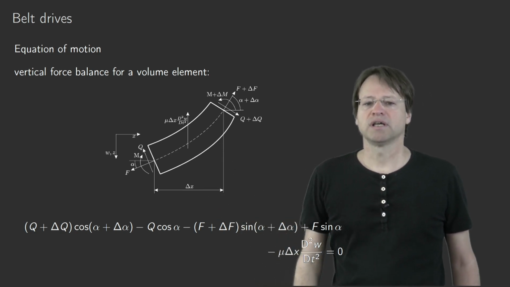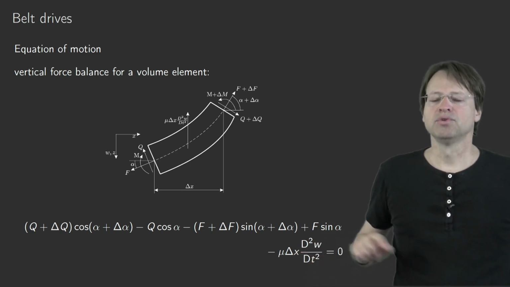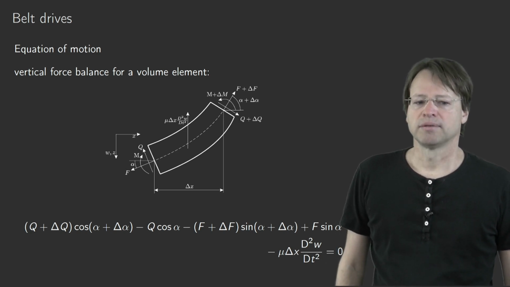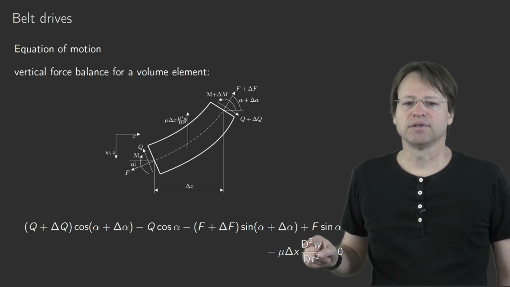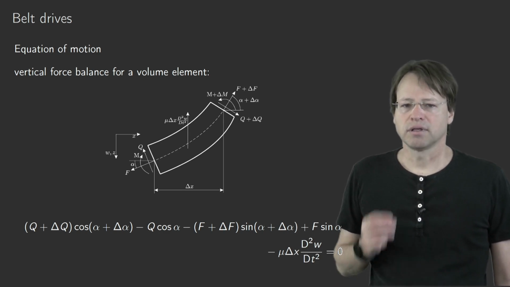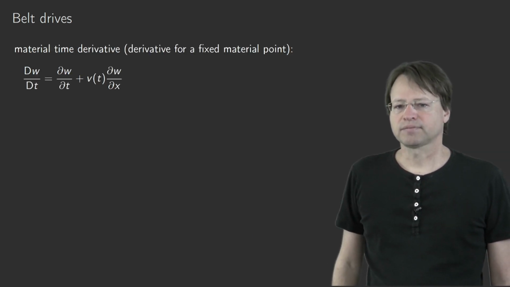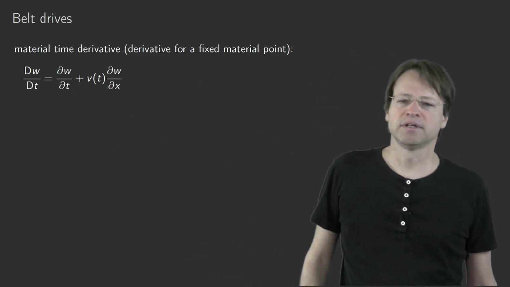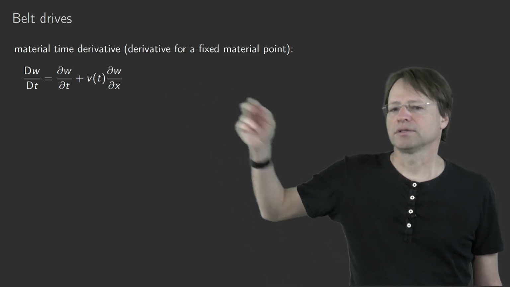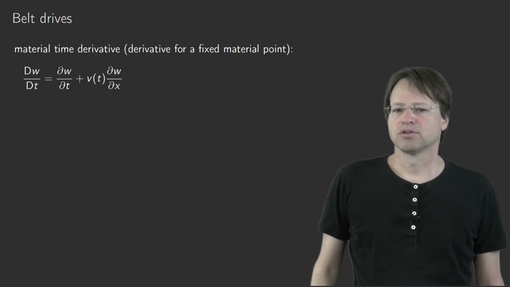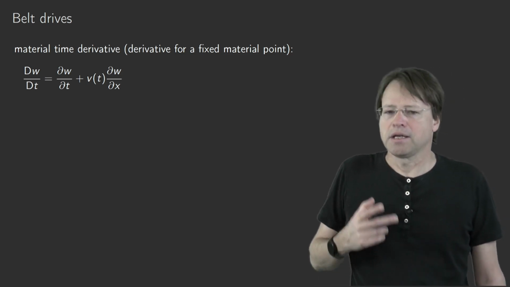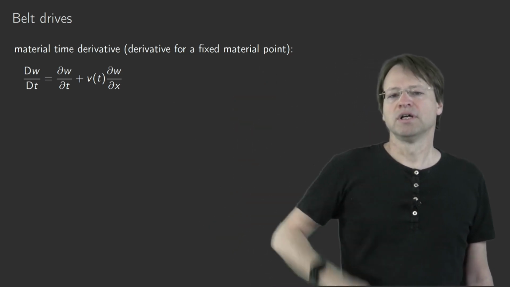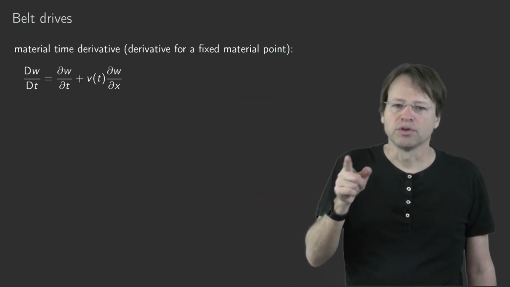So in the sense of D'Alembert, we would have minus mu delta x times the second derivative of w with respect to time. Now, as I said, this second order derivative, the acceleration, is the material derivative. So it's not the simple partial derivative with respect to time. Sometimes this is also called the substantial derivative. Yeah? So with respect to substance, but I think a better way is to say it's a material time derivative because it's for a fixed material point on the belt.